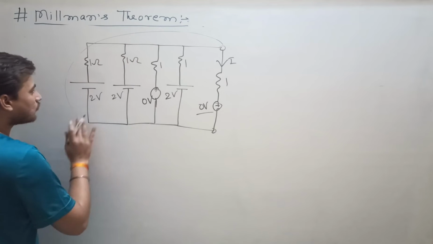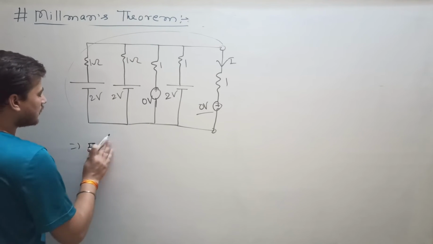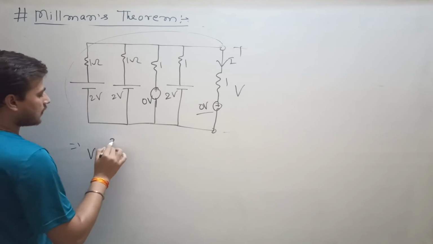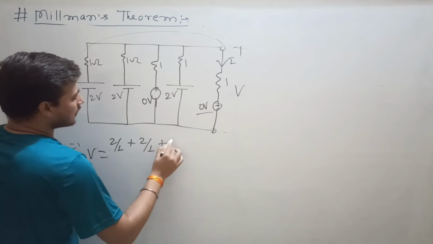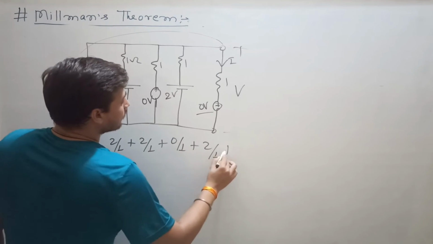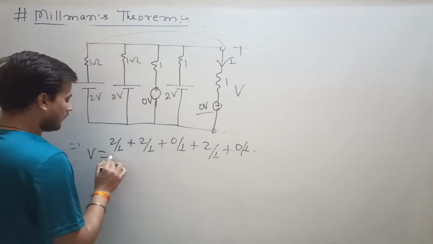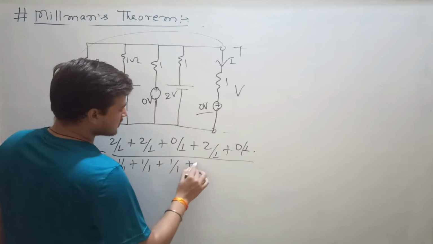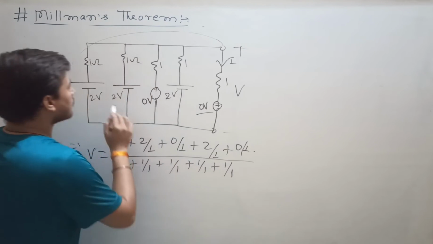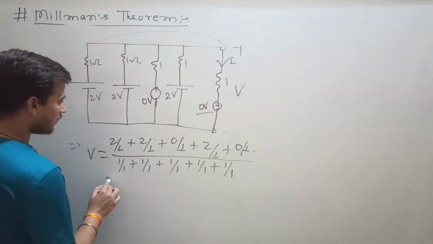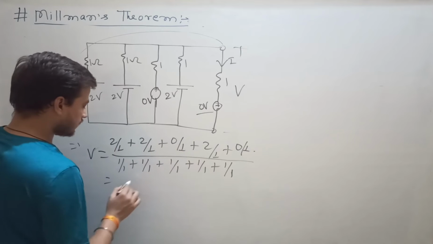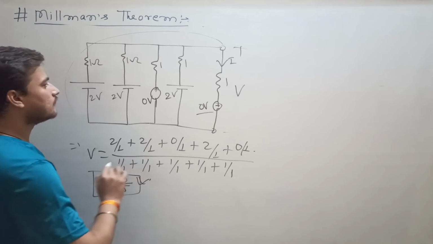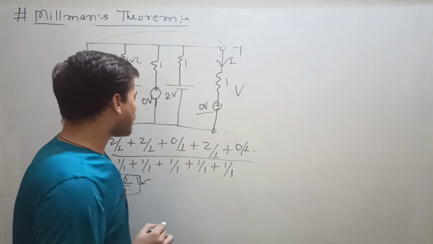So let us see how to write the expression. You get directly the voltage V. So V will be equal to 2 by 1 plus 2 by 1 plus 0 by 1 plus 2 by 1 plus 0 by 1, divided by 1 by 1 plus 1 by 1 plus 1 by 1 plus 1 by 1 plus 1 by 1. There are 5 resistors connected in parallel. So here it will be 2, 2, 4, 2, 6. 6 divided by 5. V is equal to 6 divided by 5 volt.